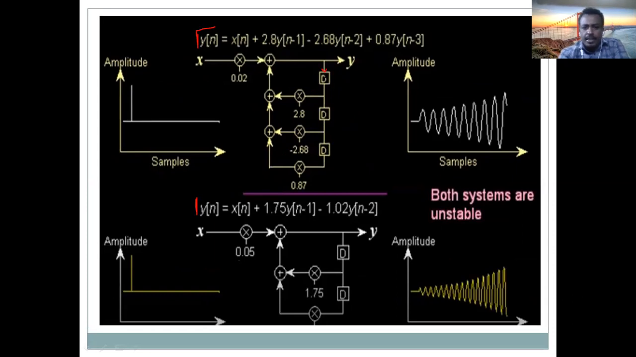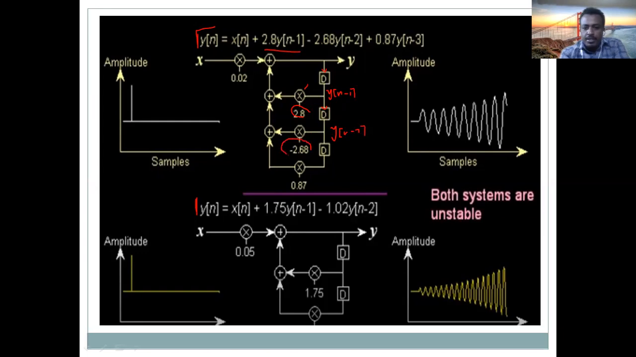Y delayed by 1, we get what? When you delay y of n, it becomes y of n minus 1. Here is a multiplier. Multiplied by how much? 2.8. So you see here, y of n minus 1 multiplied by 2.8. Again, this y of n minus 1 delayed by 1 will be y of n minus 2.